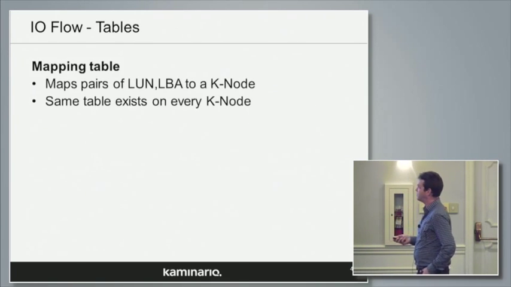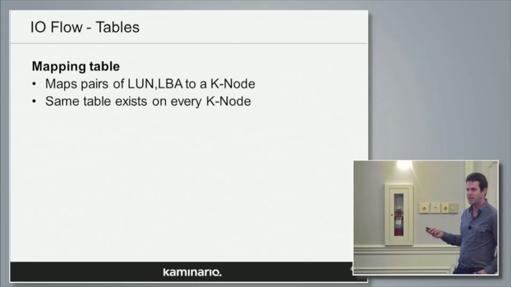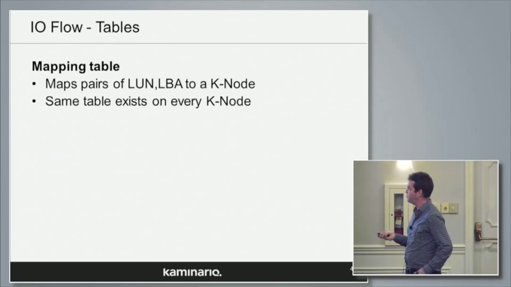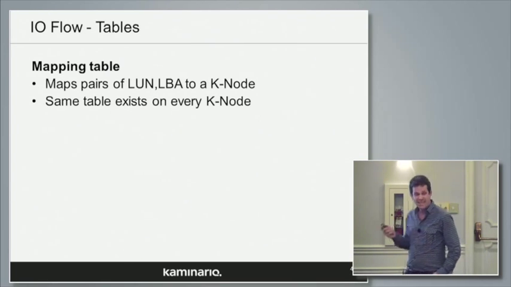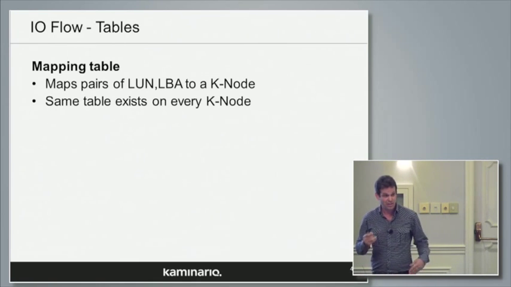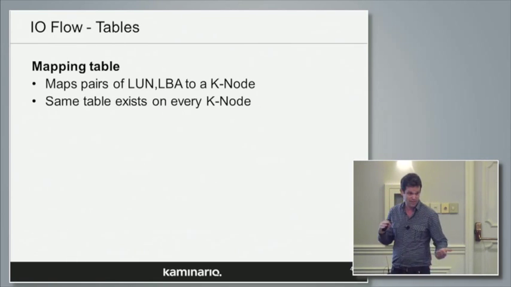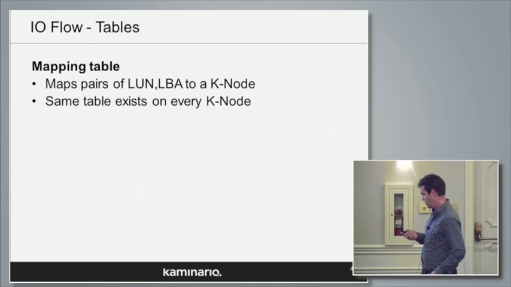So a few things about the table. I already covered the mapping table, mapping between LU, LBA, and the node that is responsible to process the data. We have the same table on every node, and it's a very small table. It's like 64K entries, that's all. You don't need more than this.